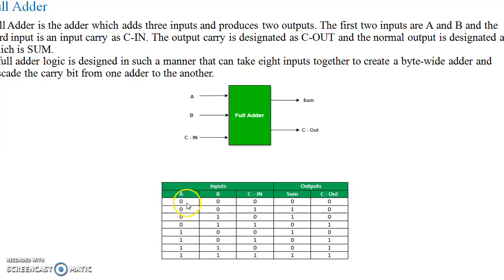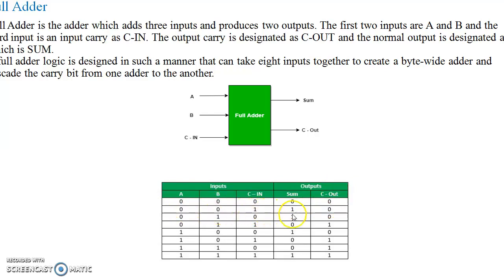So the possible combinations are 0 0 0, 0 0 1, 0 1 0, 0 1 1, 1 0 0, 1 0 1, 1 1 0 and 1 1 1. So first 0, 0, 0. When these 3 inputs are added, 0 plus 0 plus 0 equals sum 0 and carry out is also 0. The next combination 0 plus 0 plus 1.